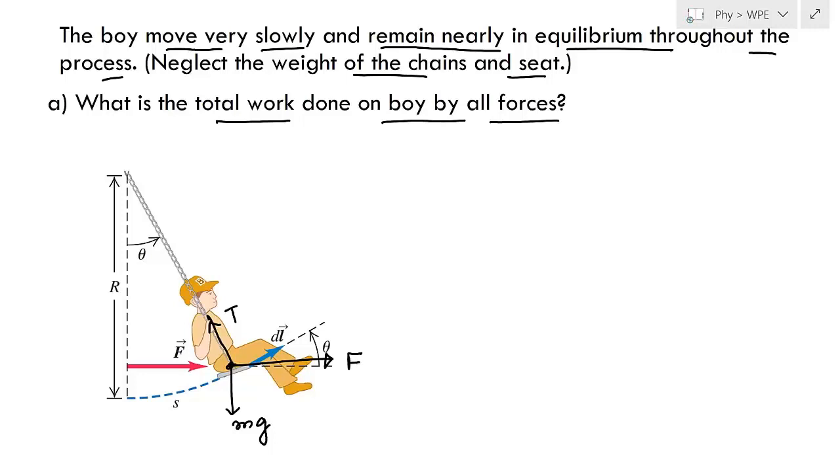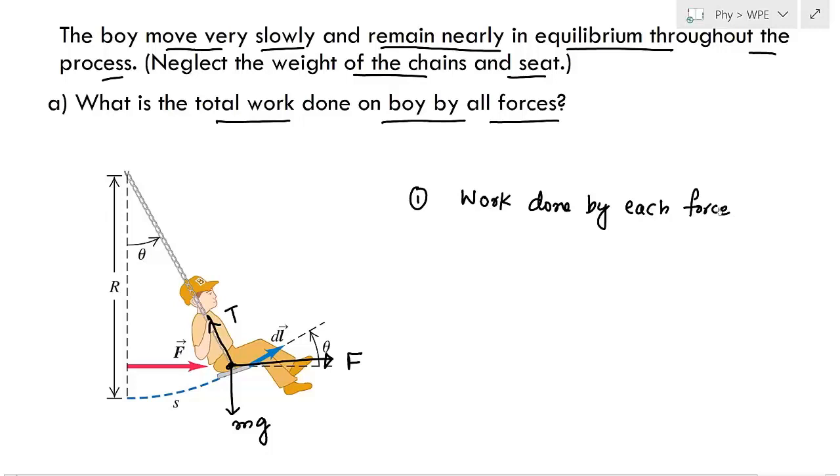So now how will we calculate the total work done by all the forces? Basically there are 2 approaches by which you can calculate the total work done. In the first approach, you can calculate work done by each force. And once you have calculated work done by each force, you can sum and you can get the total work done. In the second approach, you can calculate work done by net force. That will also give you the total amount of work done in this process.